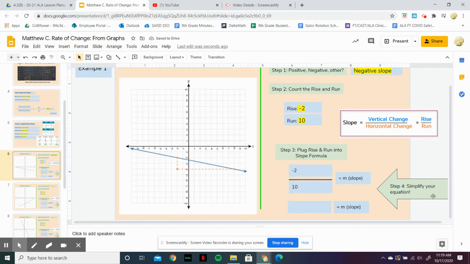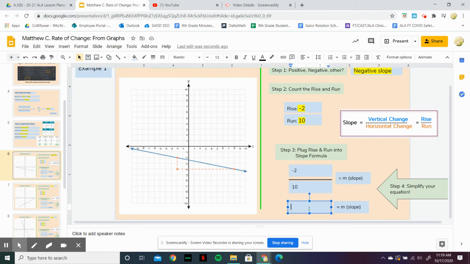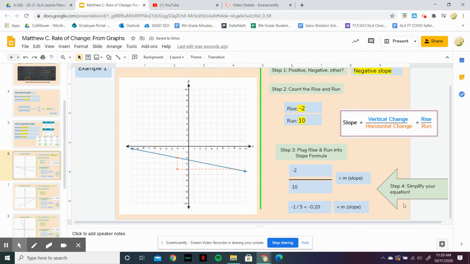The last step is to simplify my equation. Well, negative 2 divided by 10 can be simplified, writing it as negative 1 divided by 5. Or if I wanted this in decimal form, this would be equal to negative 0.20. So there is the slope of this graph.